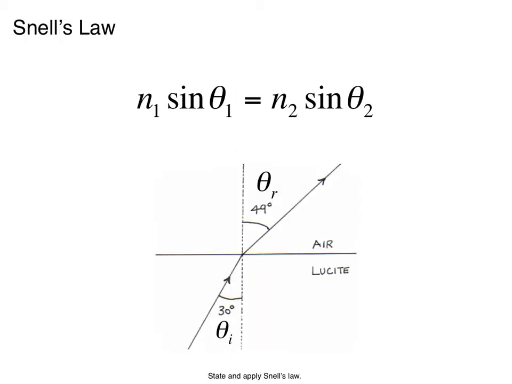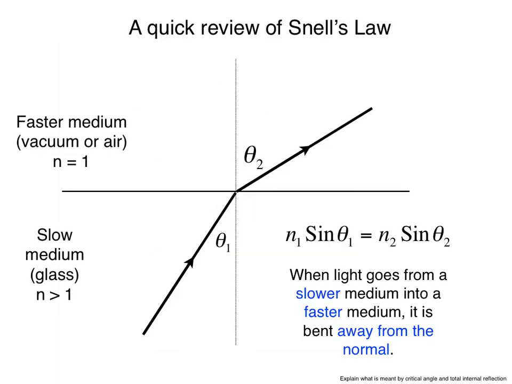Here is another way you will see Snell's law written. To use this form of Snell's law, rather than knowing the velocities, we need to know the indices of refraction for the two materials. So if light is passing from medium 1, in this case glass, into medium 2, in this case let's say air, we can substitute the two indices of refraction and the angle of incidence into the Snell's law equation and then solve for the angle of refraction.